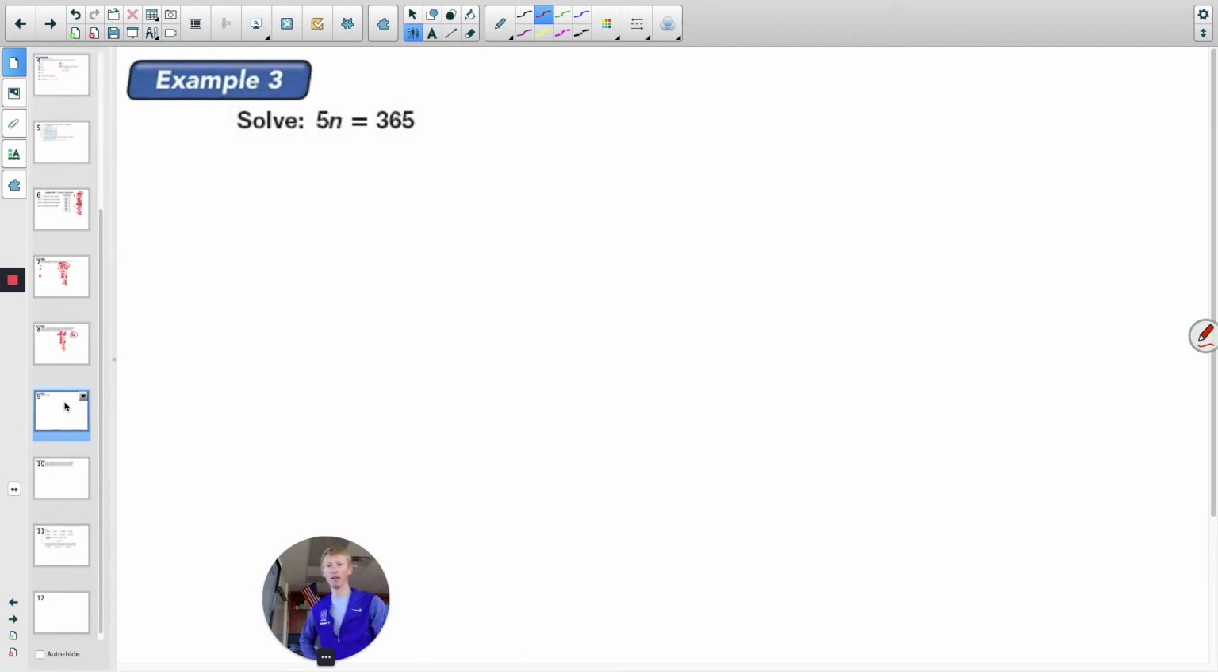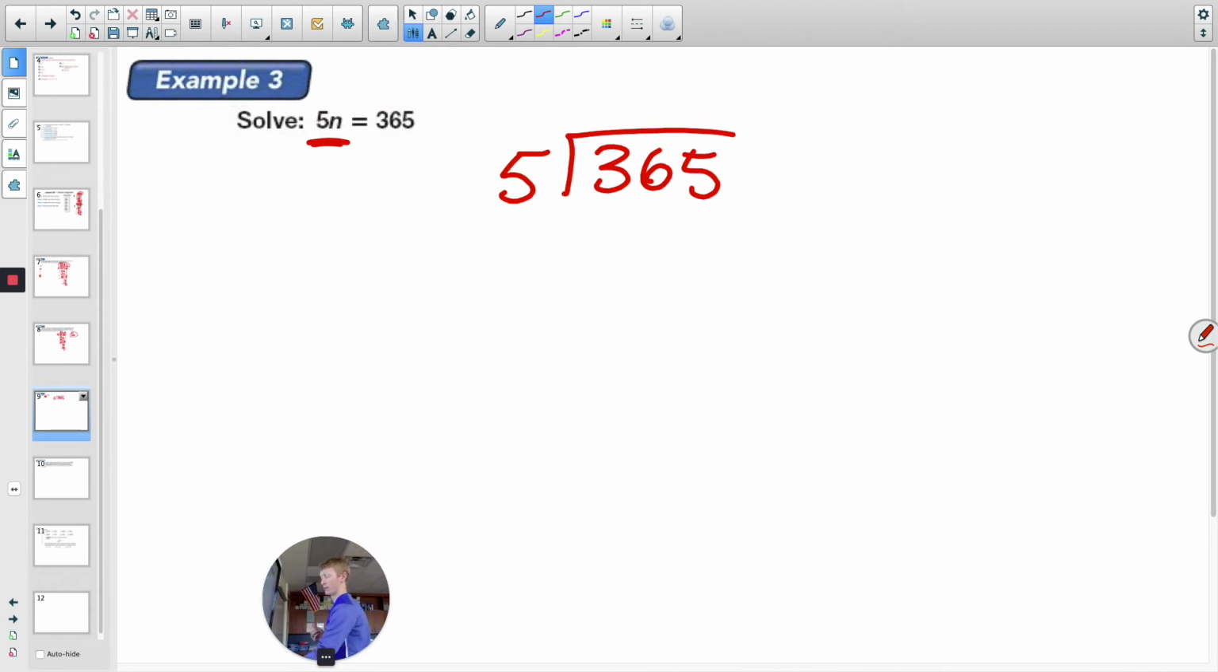All right, solve 5n equals 365. Whenever it has a variable right next to a number like that, that means it's multiplying. So 5 times a number equals 365. So what is that number? So I do 365 divided by 5, and I'll find my number.